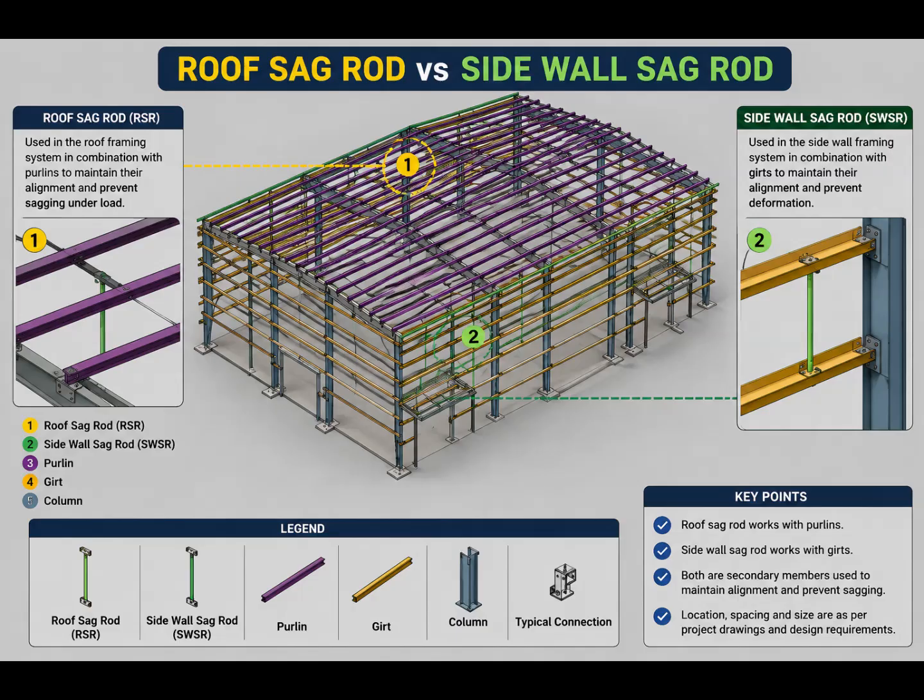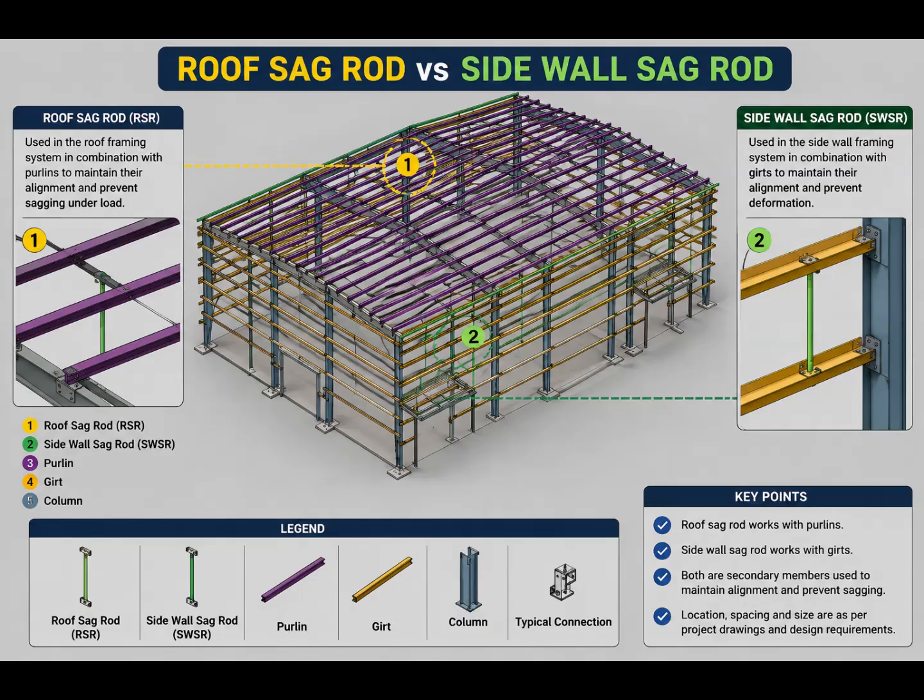Now look at the complete 3D building. The roof purlins are repeated across the building and form the secondary roof framing system. The wall girts are repeated along the side walls and form the secondary wall framing system. The sag rod arrangement works within these respective systems. This is why the same term, sag rod, can appear in different locations of a PEB project. The function and arrangement should always be understood in relation to the surrounding framing. Now let's compare them point by point.